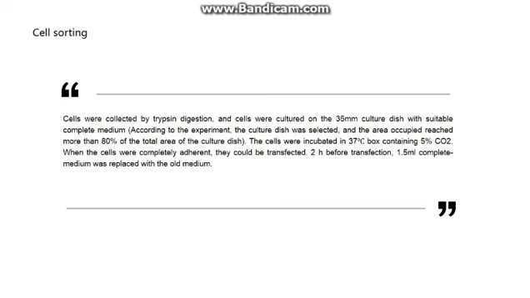Cells were collected by trypsin digestion, and cultured on a 35 mm culture dish with suitable complete medium. According to the experiment, the culture dish was selected, and the area occupied reached more than 80% of the total area of the culture dish. The cells were incubated in a 37 degrees Celsius incubator containing 5% CO2. When the cells were completely adherent, they could be transfected. 2 hours before transfection, 1.5 milliliters of complete medium was used to replace the old medium.